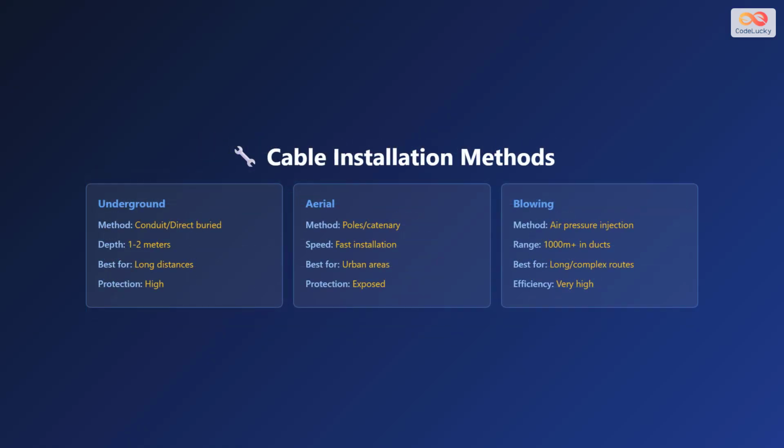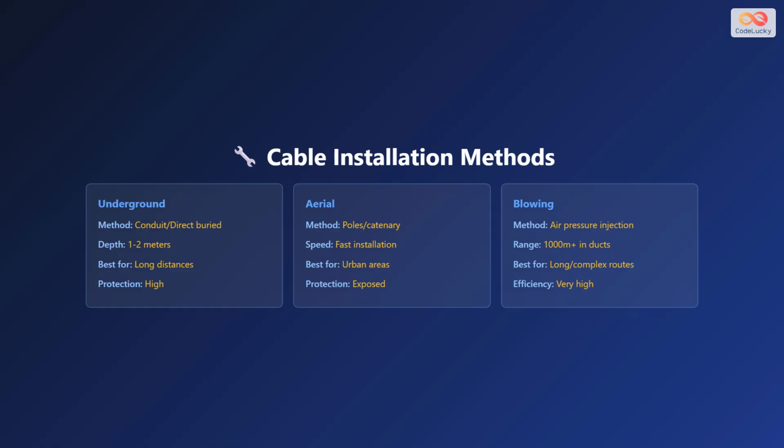There are 3 primary methods for installing network cables. Underground installation uses either conduit or direct burial techniques, burying cables 1 to 2 meters deep, providing excellent protection and ideal for long-distance runs. Aerial installation uses utility poles or catenary wire systems and is faster to deploy, commonly seen in urban areas, though cables are exposed to environmental conditions.